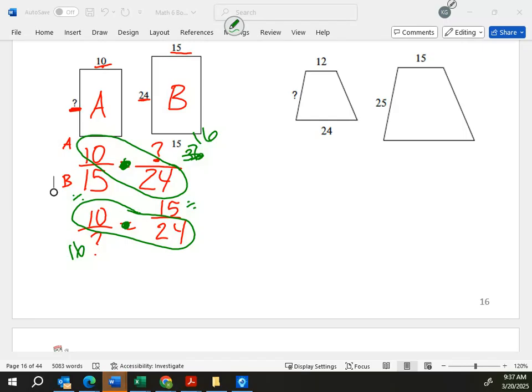Let's look at this one. Who thinks they can set up this one? Maddie. Okay, so this is my A, this is my B. So I matched up the short to the short. Multiply, so. Wait, but I've got a 24 here. What do I do with that 24?